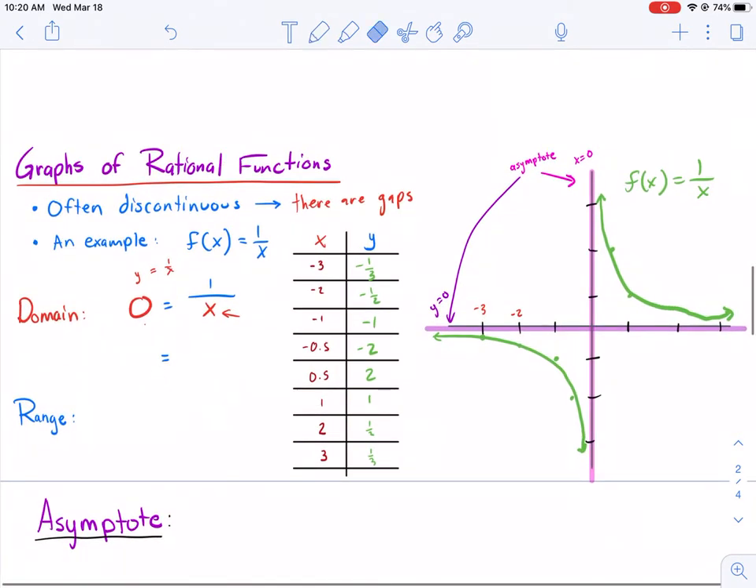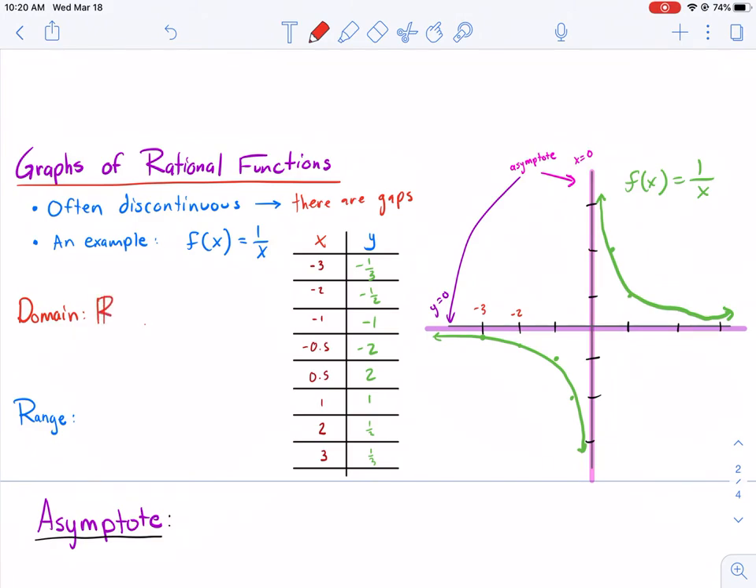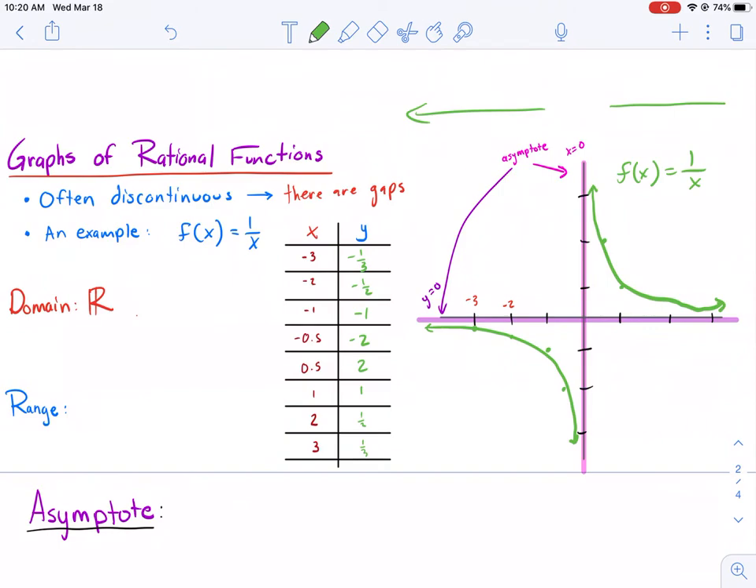Okay? So our domain is the possible x values. So it goes all real numbers, okay, because it goes all the way to the left infinitely, and it goes all the way to the right infinitely, except 0. X is not equal to 0.